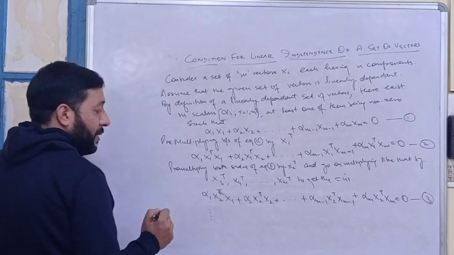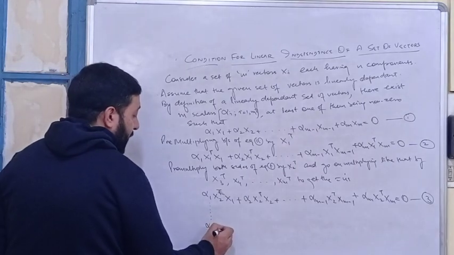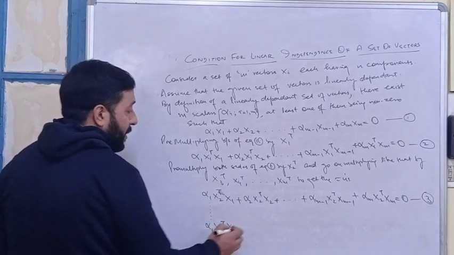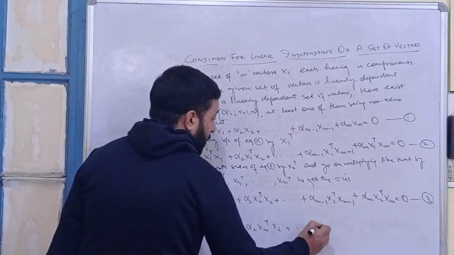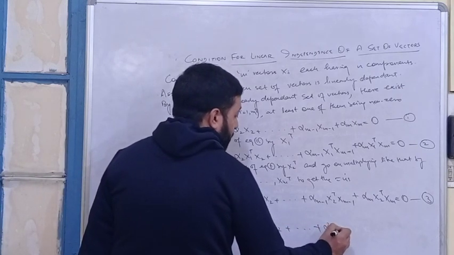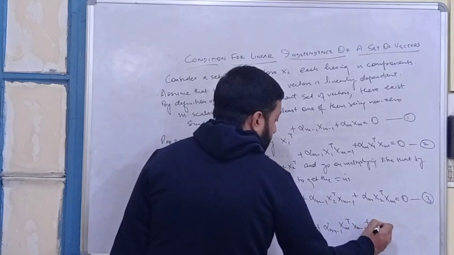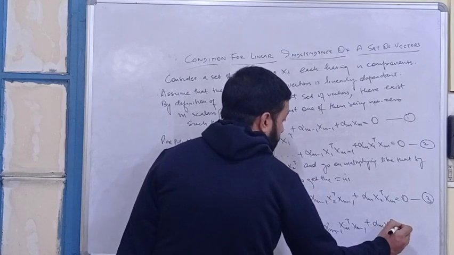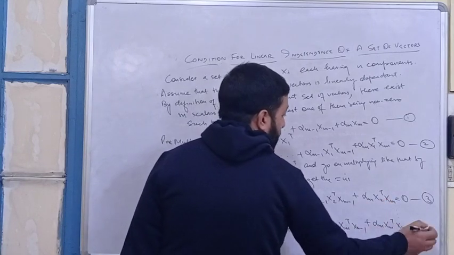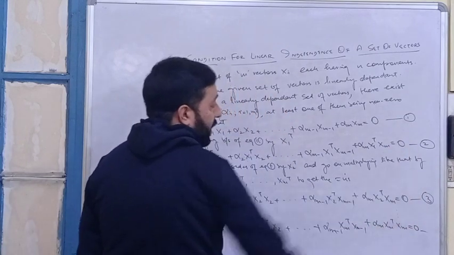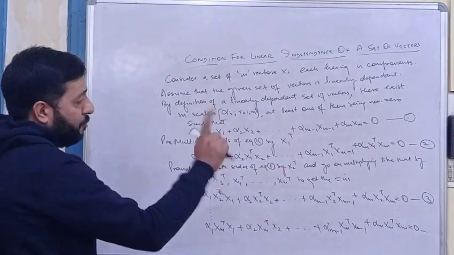I'll get here alpha 1 last वाली equation क्या बनेगी मुझे? Alpha 1 xm transpose x1 plus alpha 2 xm transpose x2 plus so on, alpha m minus 1 xm transpose xm minus 1 सही है? Plus alpha m xm transpose xm equal to 0. तो ये बहुत सारी इक्वेशन मिलेगी मुझे, isn't it? 2 से लेके आगे मेरे पास m इक्वेशन होंगी.